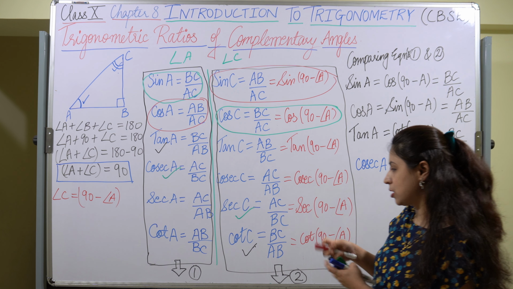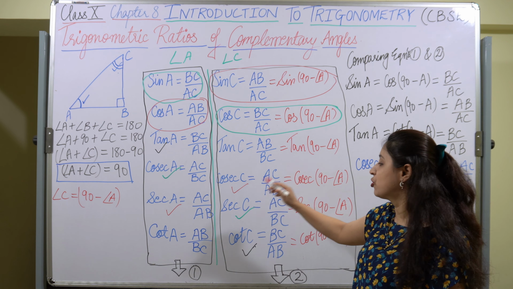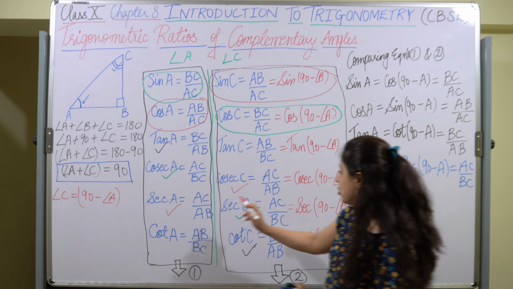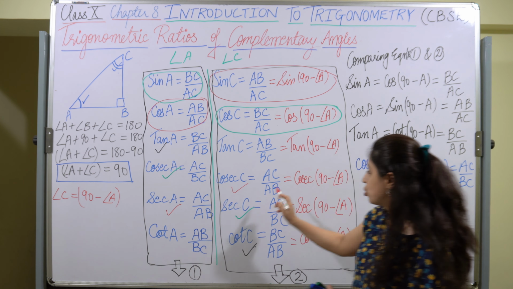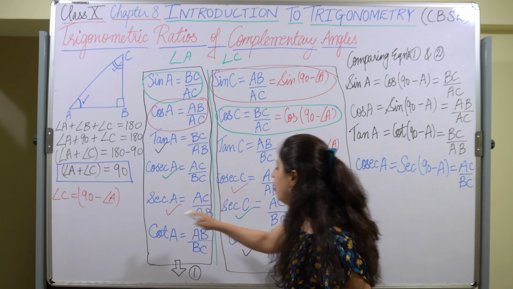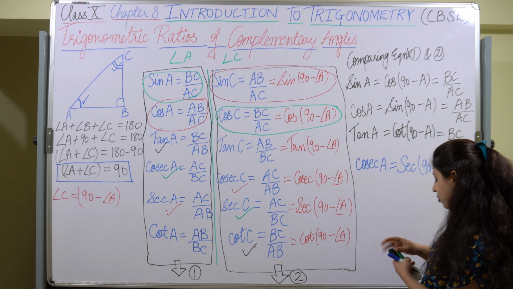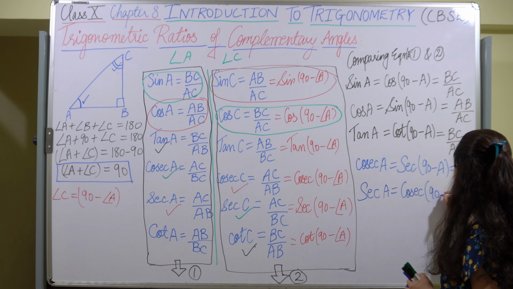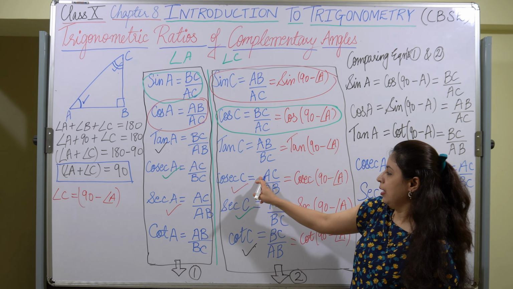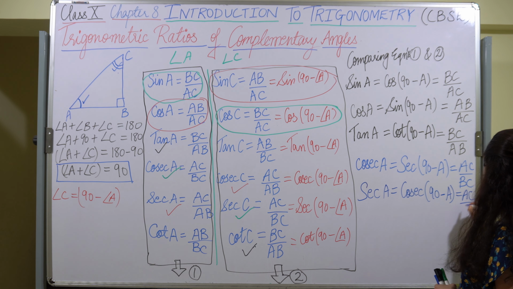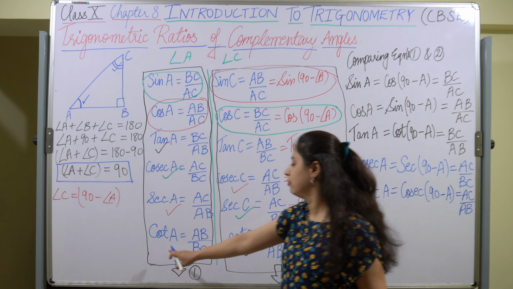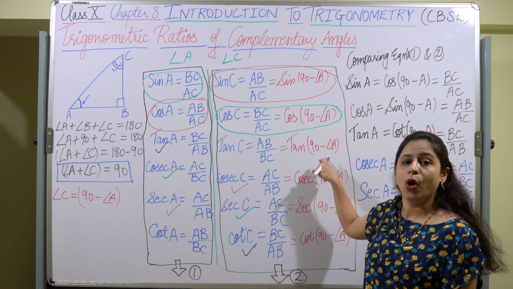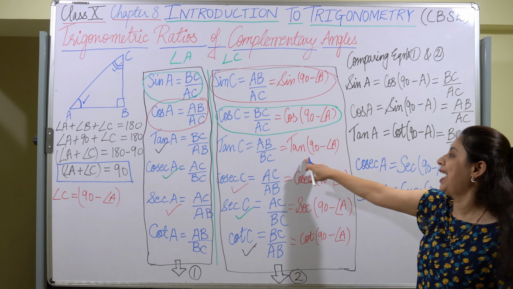So let us also mark this AC upon AB. We are just seeing the RHS value, and where RHS is equal, we can easily equate it. So sec A will be equal to cosec(90 minus angle A), which is equal to AC upon AB. Then the last, cot A is AB upon BC, which is equal to tan C or tan(90 minus A). So cot A is equal to tan(90 minus A).